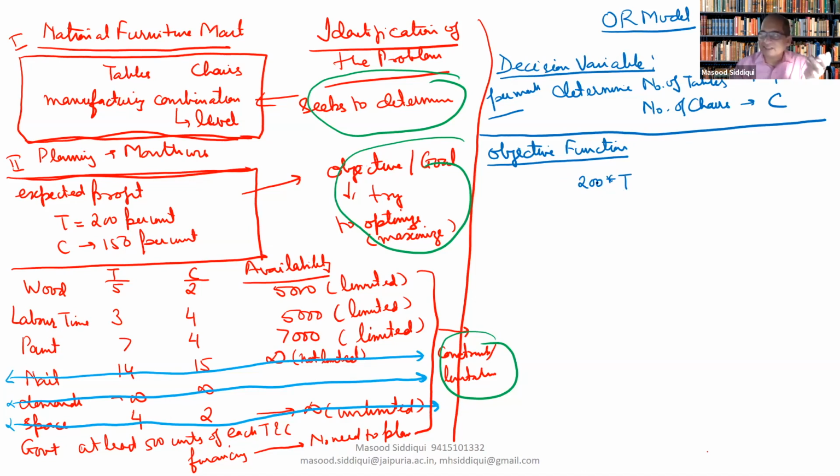As we write this 200 into T, we have assumed something. What have we assumed? That whatever the number of tables would be, it will always give a per unit profit of 200. Means neither profit would increase nor profit would decrease. So we have made an inherent assumption that each unit of table will give us a profit of 200. So the total profit from tables is 200 into T.